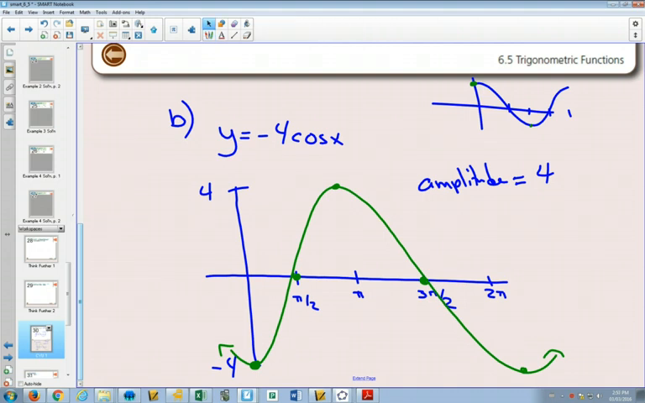Questions you can do for this one are 3a and b, 4, 5, and 9.